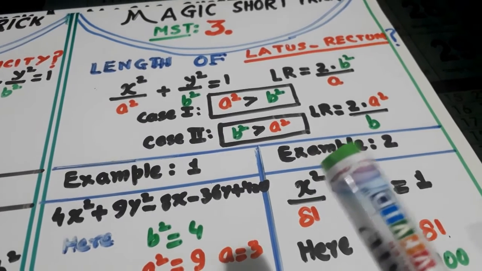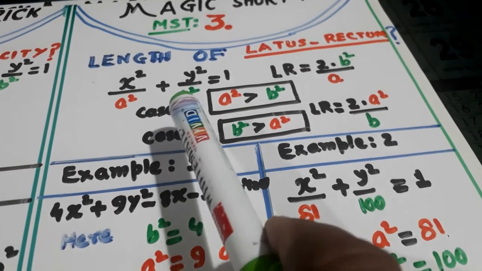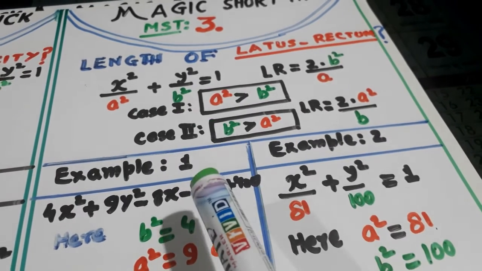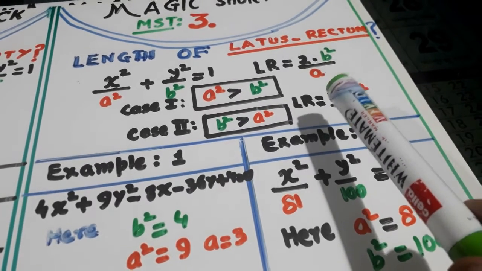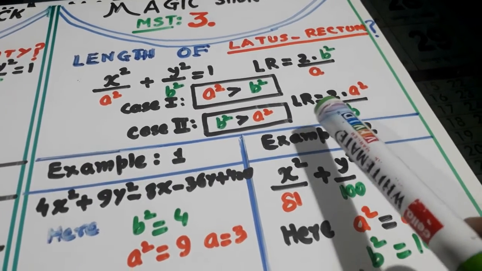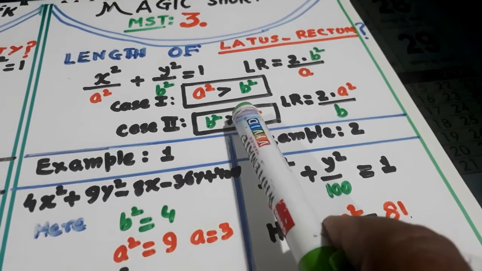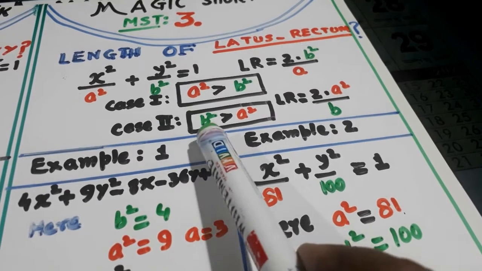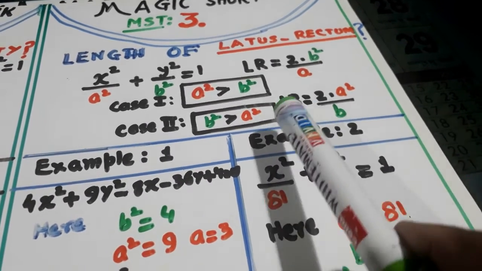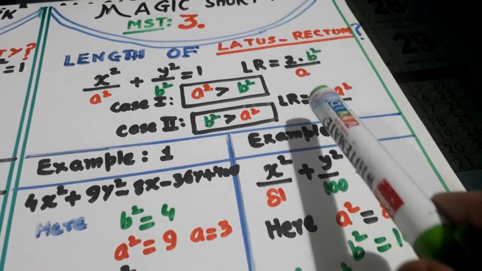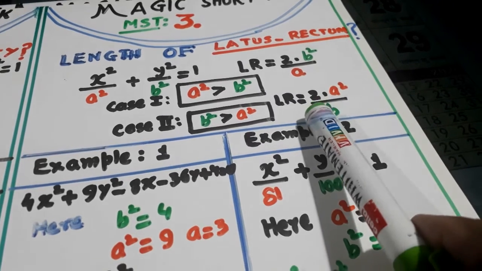You have to find the length of the latus rectum. This is the equation, x square over a square plus y square over b square is equal to 1. Latus rectum is 2b square over a. Always it is 2b square over a. Now, in this case, a square is greater than b square. Case number 2 will be b square greater than a square. So in the first case it is 2b square over a, and in the second case it is 2a square over b.